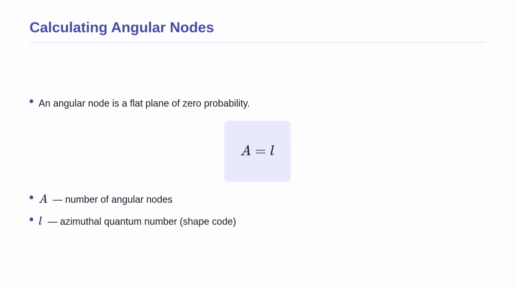The number of angular nodes, which we will call A, is always exactly equal to the azimuthal quantum number L. This simple relationship allows us to instantly know how many empty planes slice through a specific orbital, just by knowing its shape code.